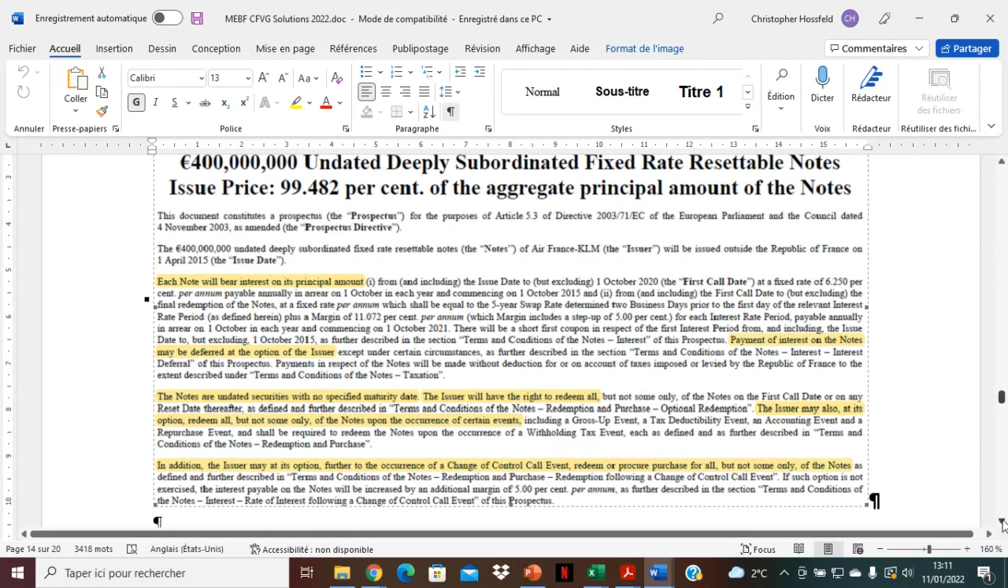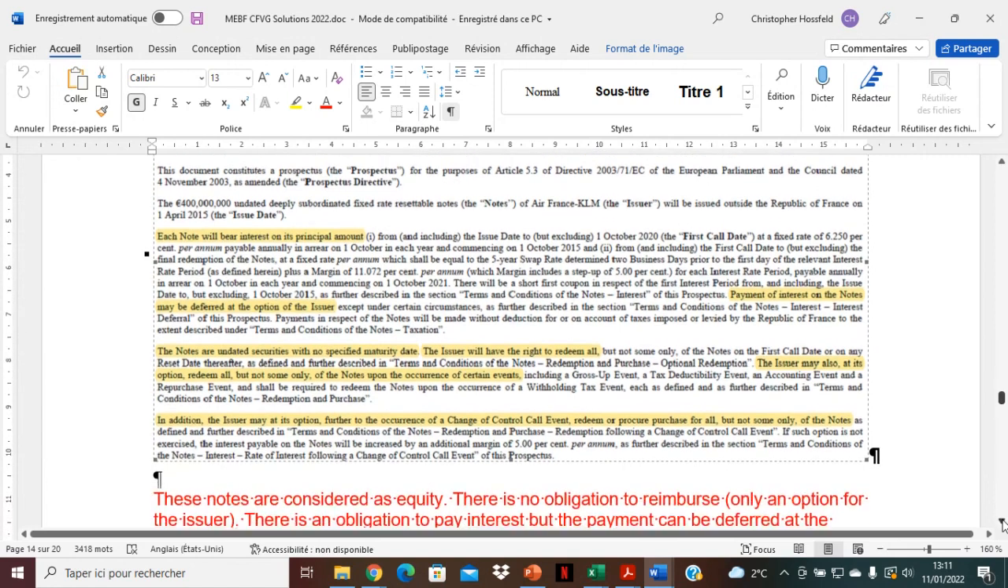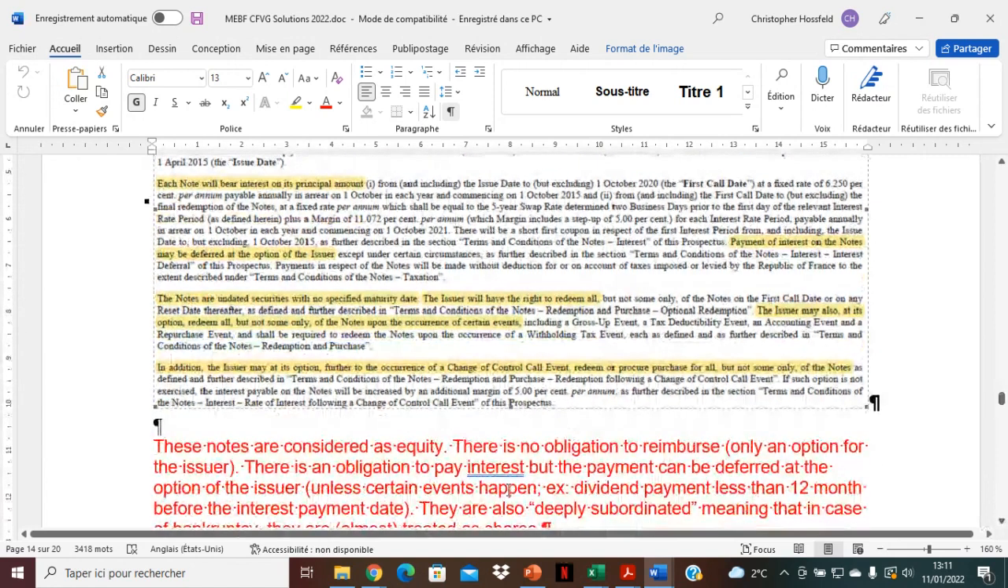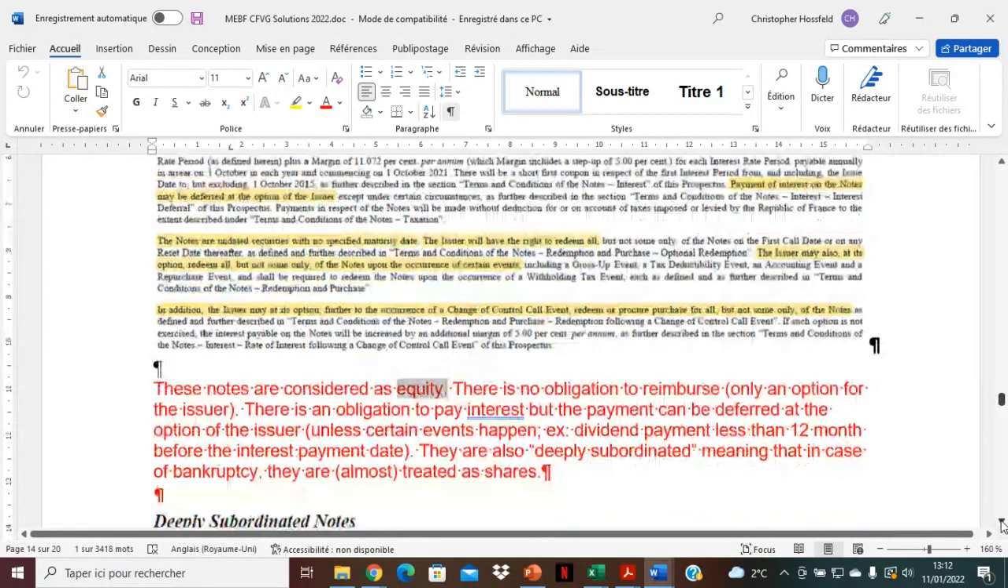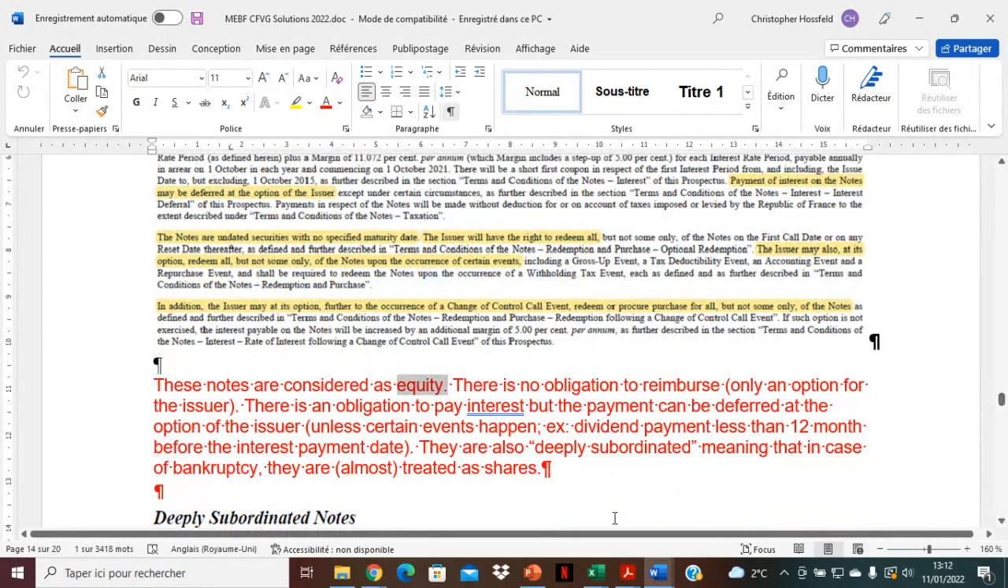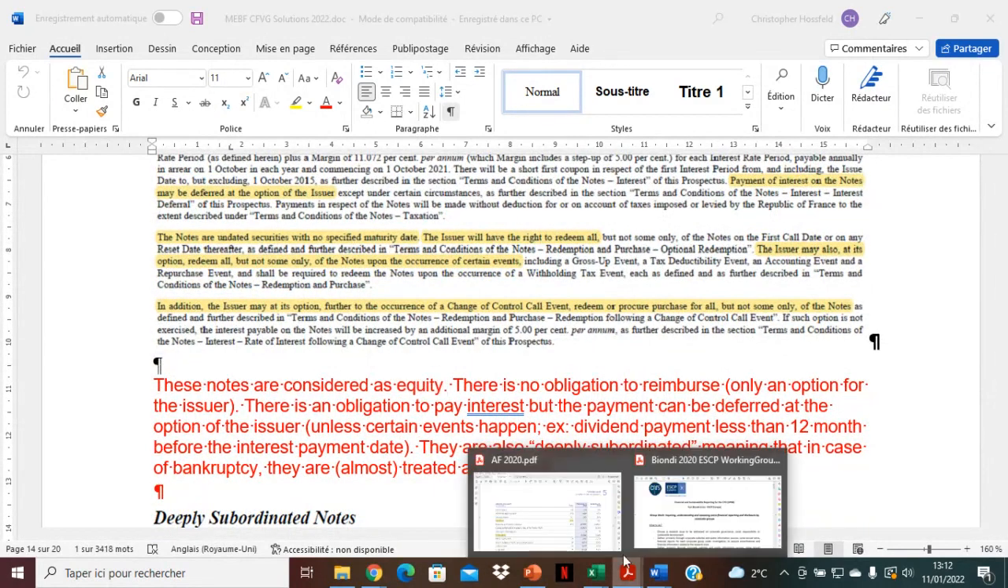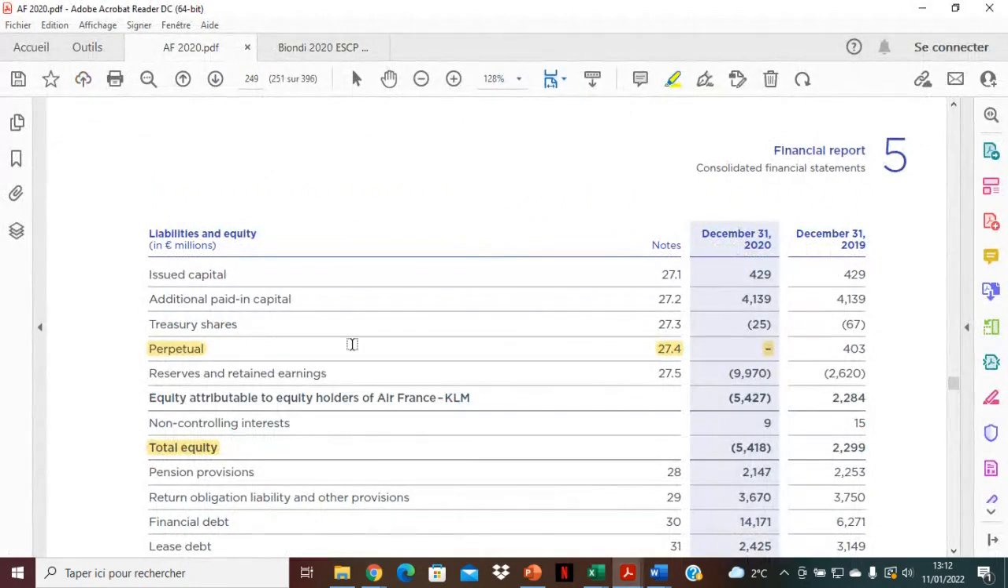That means here we have issued a subordinated bond, but the bond will be classified as equity. So the whole financial instrument is equity. All right, and basically, if we have a look at the balance sheet of Air France, this is our perpetual bond that we had here.